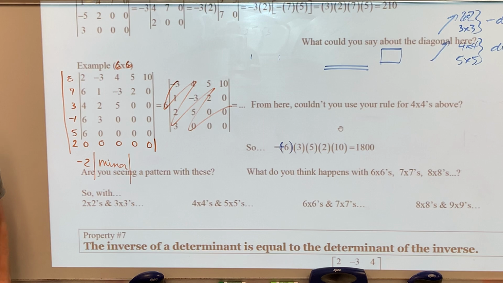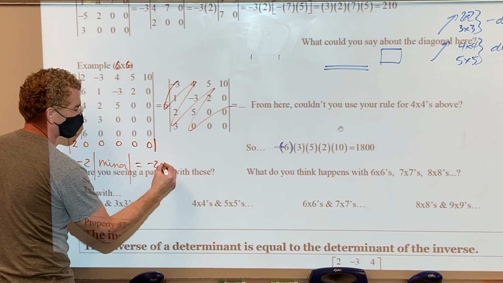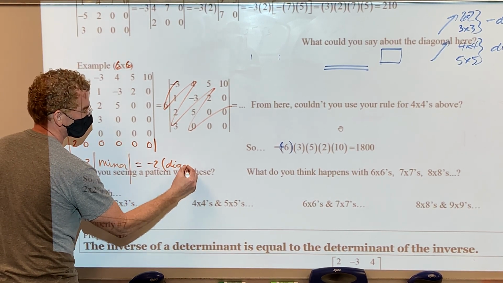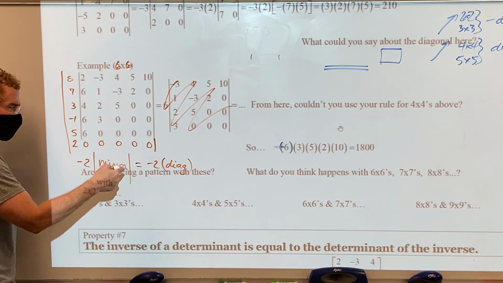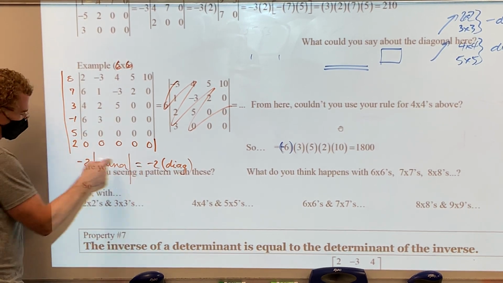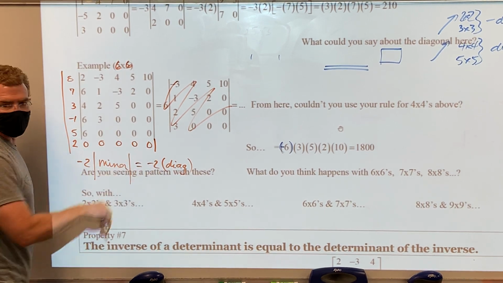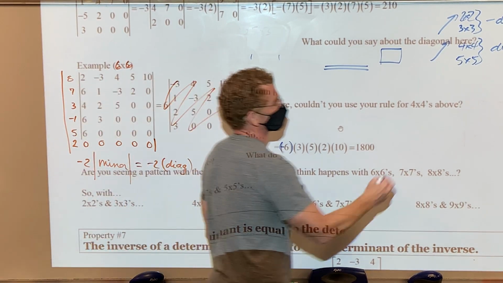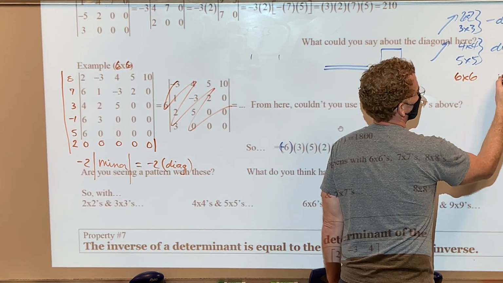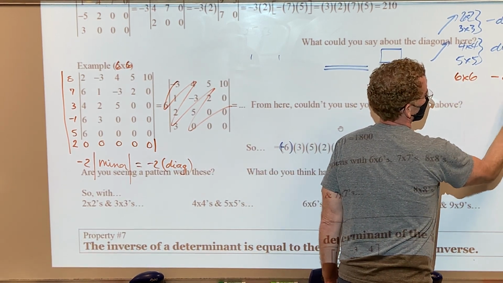5 by 5. And I already have a rule for 5 by 5s, right? Positive. So for 5 by 5s, I don't change the diagonal. So I'm going to be going negative 2 times the diagonal. And what does that mean? There's no negative with that 2. So what did I end up doing? Negating the diagonal. So for a 6 by 6, I end up negating the diagonal.